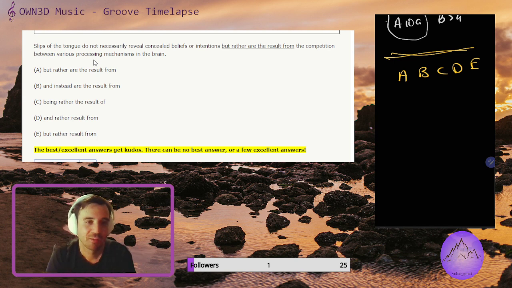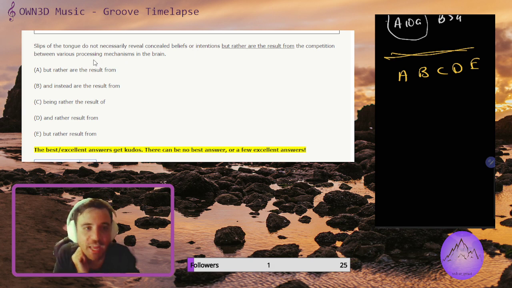Let's go back to C. "Being rather the result of." "Being" is almost never going to be correct, I feel. So "the slips of the tongue are not necessarily X, being rather the result of blah" is just kind of clunky. It doesn't really work, and I just don't think it's an appropriate use of the word "being". So I ruled that out relatively quickly as well.